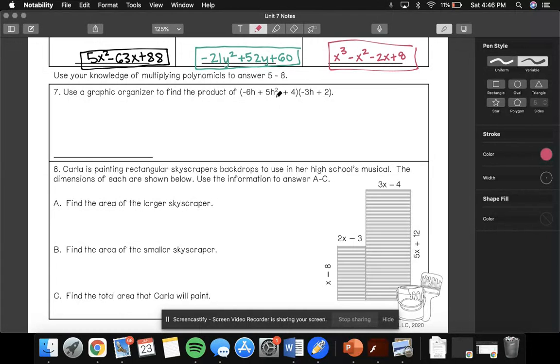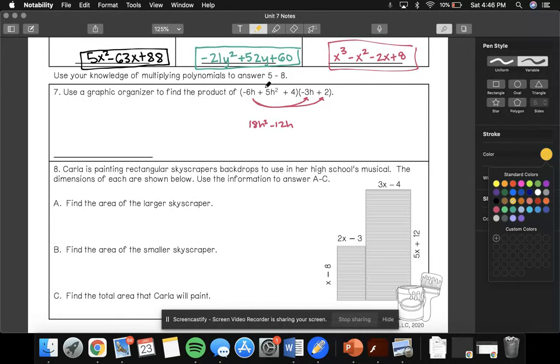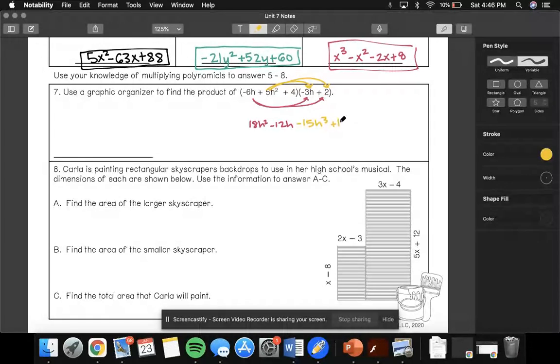All right, so for this one, we are just distributing a bunch of times. So negative 6h times negative 3h would become 18h squared. Negative 6h times 2, negative 12h. Okay. Now I'm going to do 5h squared times negative 3h, which would be negative 15h to the third. 5h to the second times 2, which would be 10h to the second. Then we're going to do 4 times negative 3h and 4 times 2.